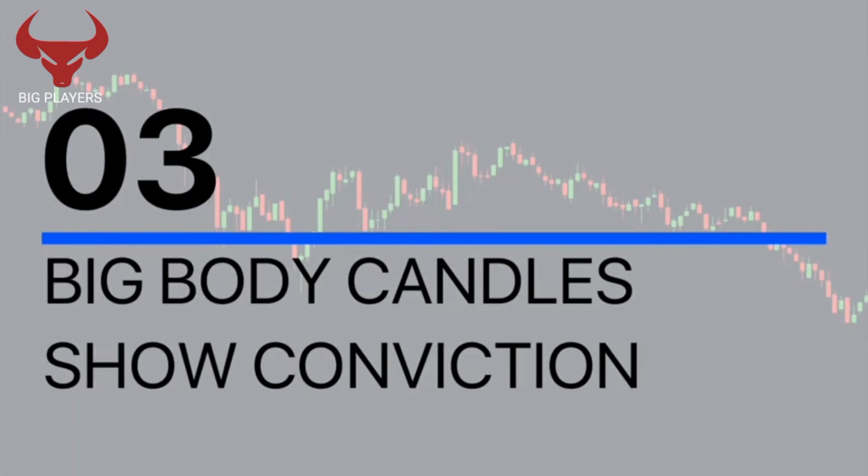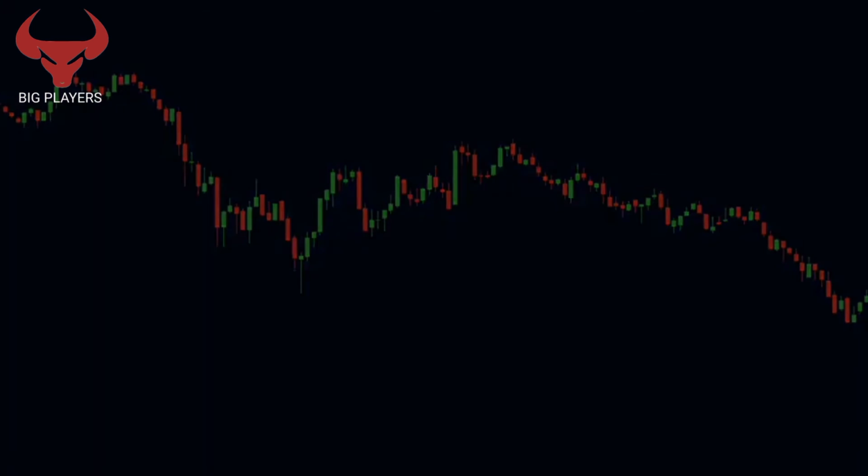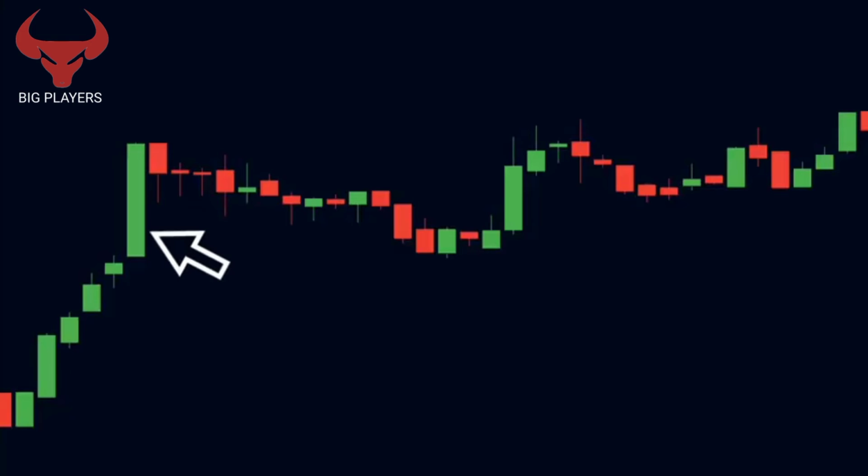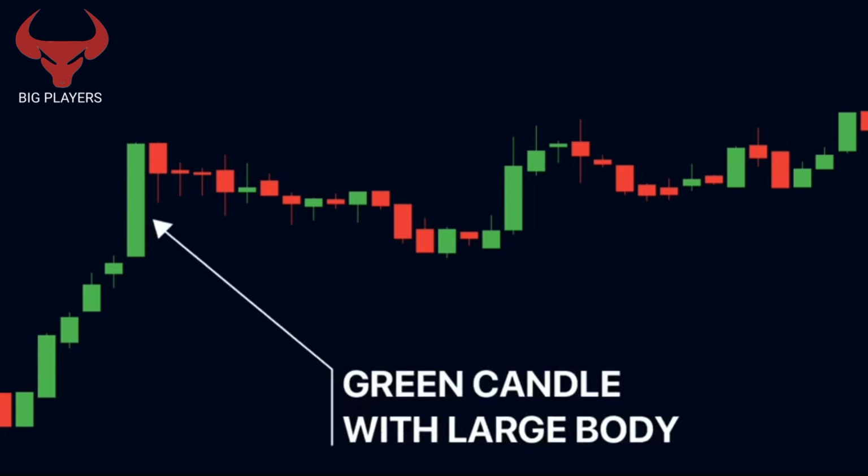Secret number 3. Big body candles show conviction. When it comes to candlesticks, a lot of traders focus a lot on the upper and lower wicks of candles. But the secret is that wicks are not as important as the body of the candle. Candles with big bodies convey a strong message. For instance, look at this candle. This candle is a green candle that has a large body and no wicks at all.